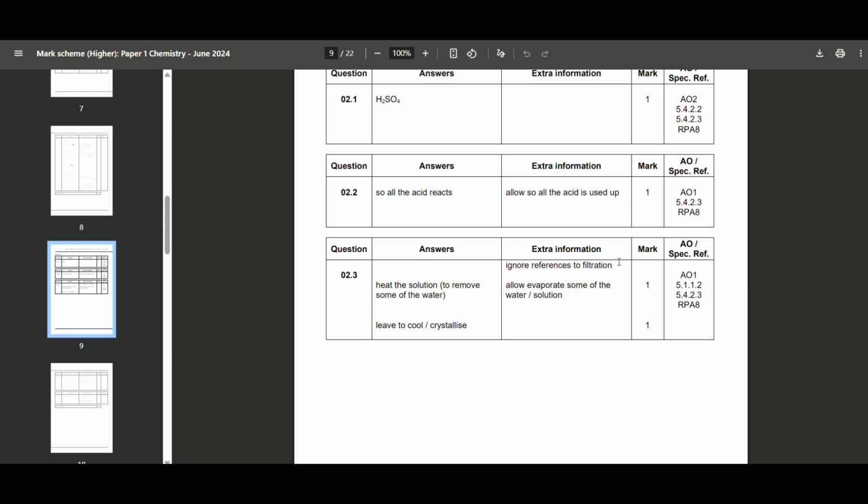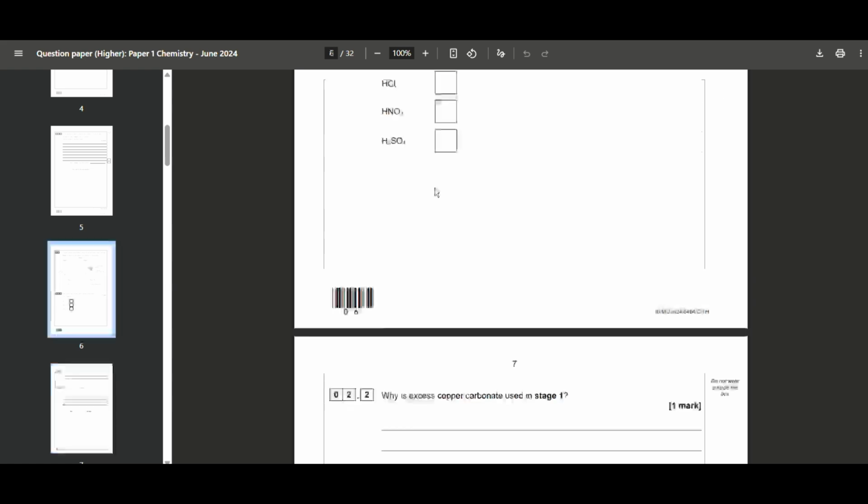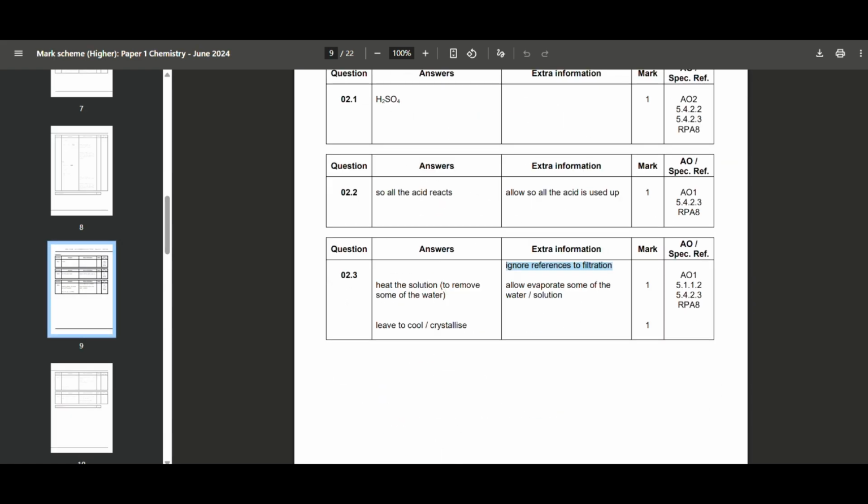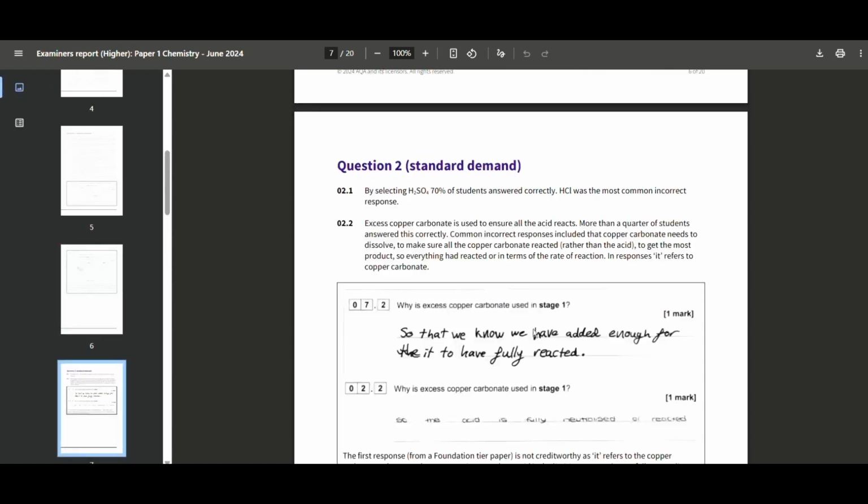Ignore references to filtration. Why is that? Because it's already been shown in the figure. It means the student, or whoever is doing the practical in this case, has already done it. Okay, so that's how we know. Now let's have a look at the examiner report and see what we've missed.